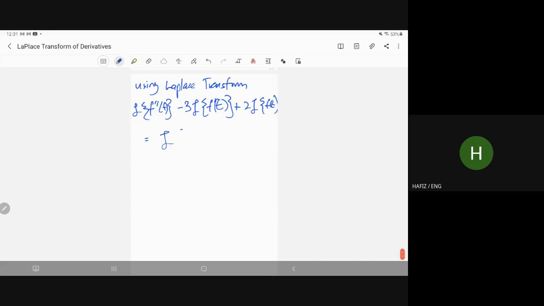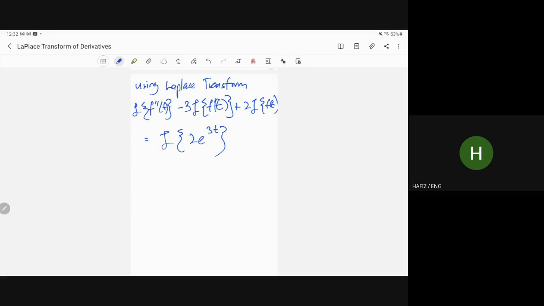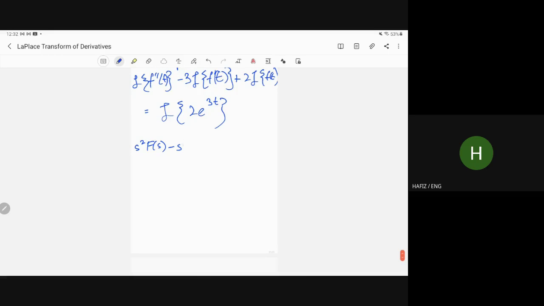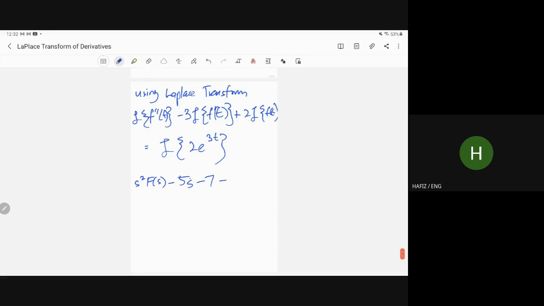Equals to Laplace transform of 2e^(3t). So you substitute with the values that we already know, which is s squared F(s) minus s f(0). f(0) is 5, so this is 5s, and then f prime(0) is 7 minus... I'll show you the whole thing. s squared F(s) minus s f(0) minus f prime(0) minus 3 times s F(s) minus f(0) plus 2F(s) equals to, this one you can do directly, Laplace transform that, you'll get 2 over s minus 3.